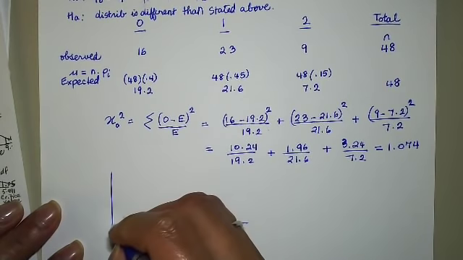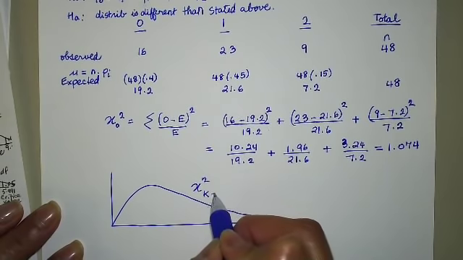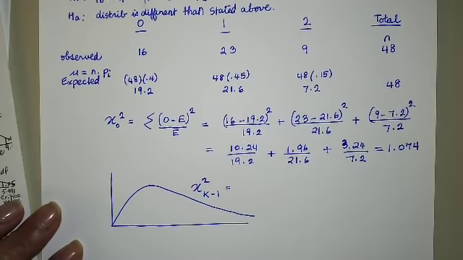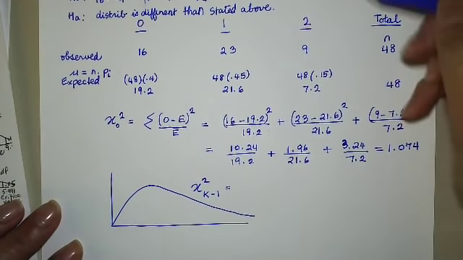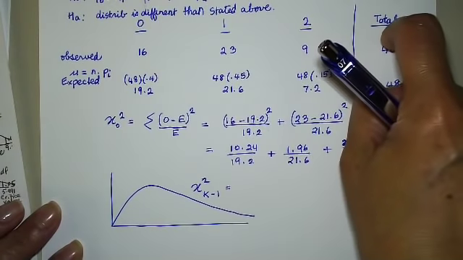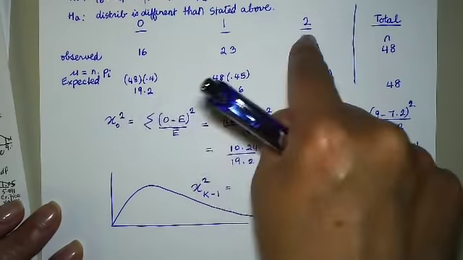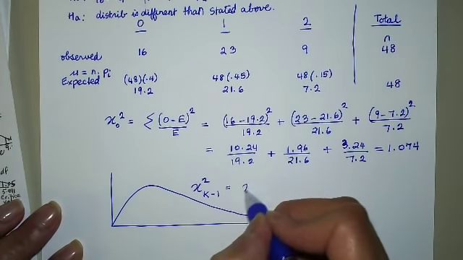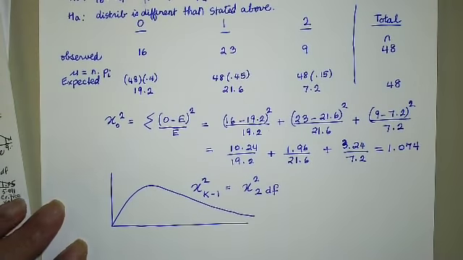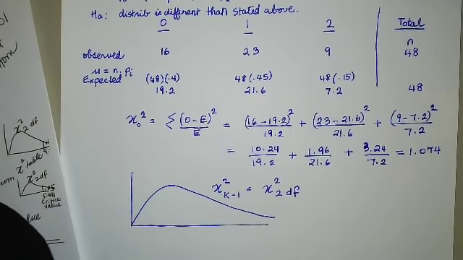And then I go to my chi-square table with k minus 1 degrees of freedom, where k is the number of categories. So I have 3 categories. You want to be careful that you don't say 1, 2, 3, 4, right? You don't include the total, obviously. So I have only 3 categories. So this would be chi-square with 2 degrees of freedom. So let's go to our chi-square table.